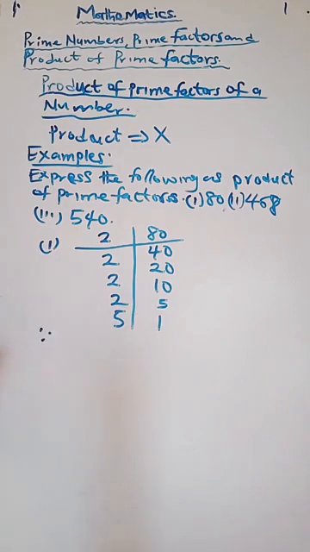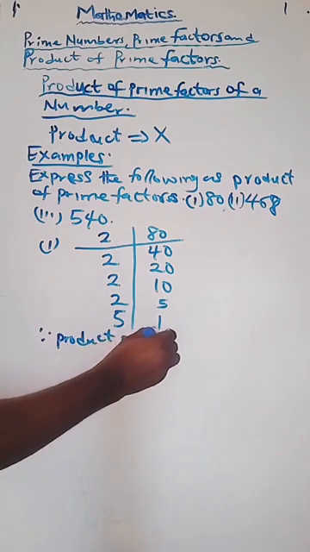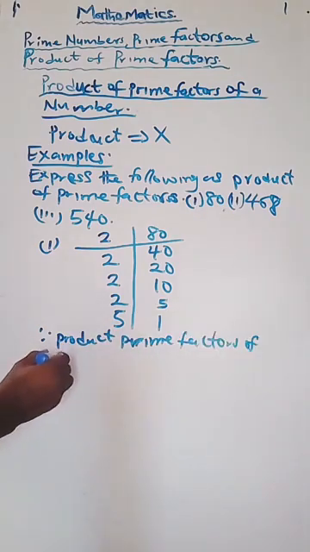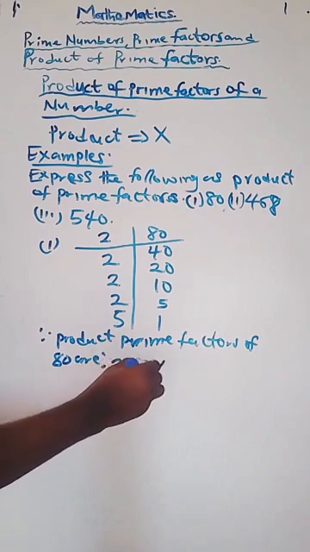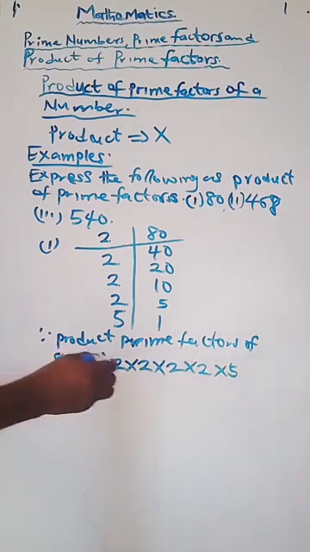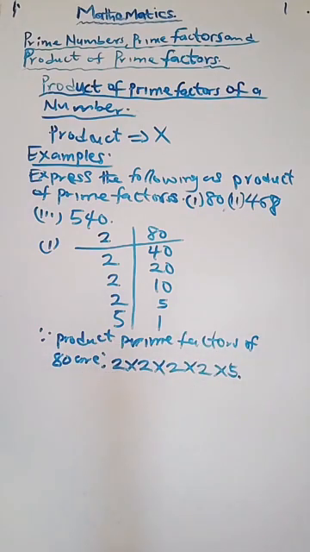Therefore, product of prime factors of 80 are 2 times 2 times 2 times 2 times 5. Let's check: 2 times 2, 4. 4 times 2, 8. 8 times 2, 16. 16 times 5, 80. That is how to find product of prime factors of 80.